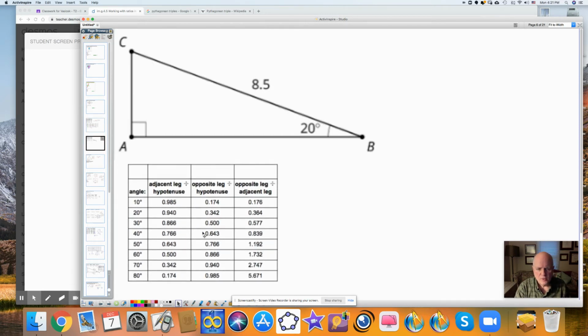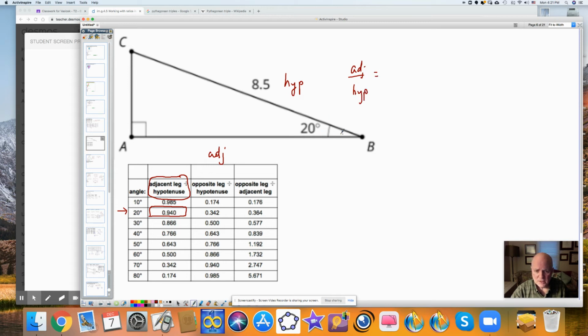And now I'm going to look from 20 degrees. I'm supposed to find AB. From the 20-degree angle, this would be the adjacent leg. I'm going to write down here adjacent. And this is hypotenuse. Well, which ratio relates the adjacent leg to the hypotenuse? It's this one. And for 20 degrees, this looks like a decimal. Well, it is a decimal, but it's a ratio of the adjacent divided by the hypotenuse.